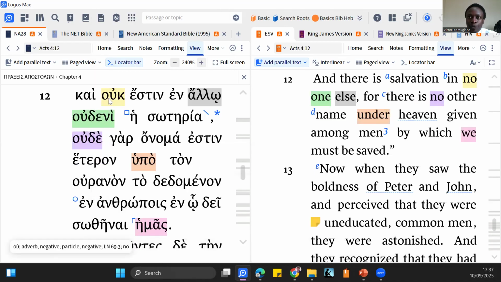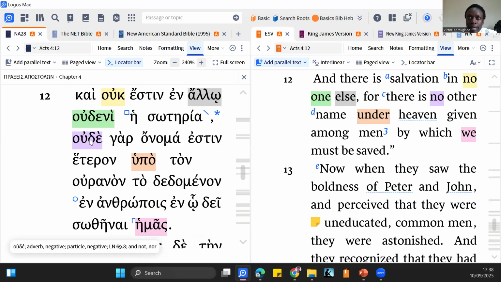The first one is the word for no. You see, we have a normal kind of apostrophe above a letter, so it means no effect. So this one is just ouk, okay? No problem. Then come to this one I've highlighted, the word for other or else. That's allo. And then look at this one. This is a normal apostrophe, so no H. That's oudeni, okay?